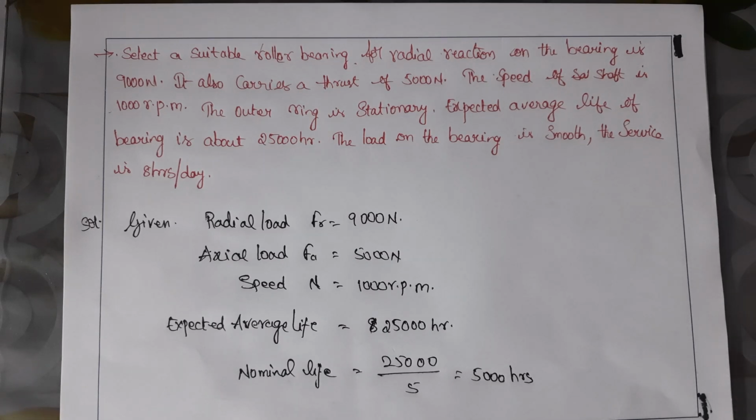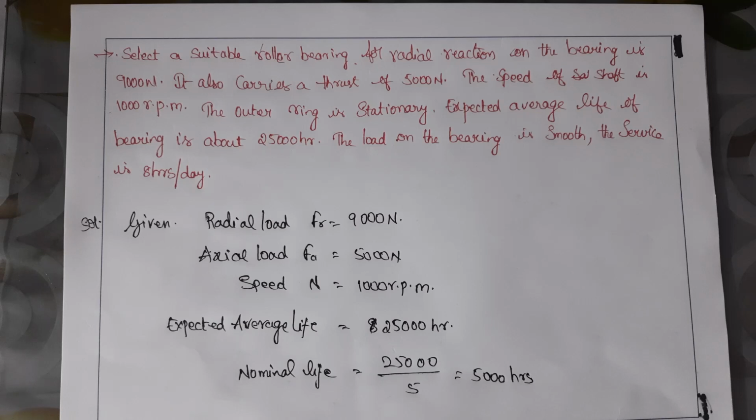Since roller bearings will carry heavier loads than ball bearings having the same external dimensions, you might be thinking: sir, we are asked to find a roller bearing, so why can't we choose a cylindrical bearing? Cylindrical bearings are used only for radial loads, whereas thrust roller bearings are used for axial loads, whereas the taper roller bearing can carry both radial loads as well as axial loads combined. So that's why we are preferring roller bearings.